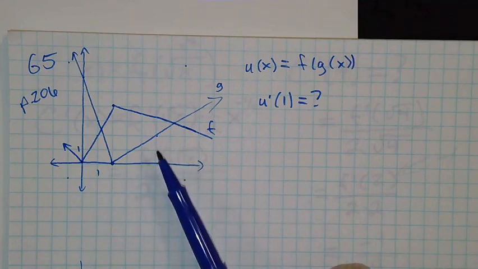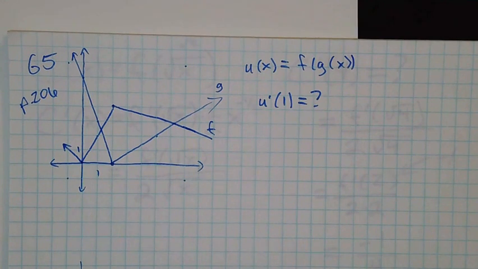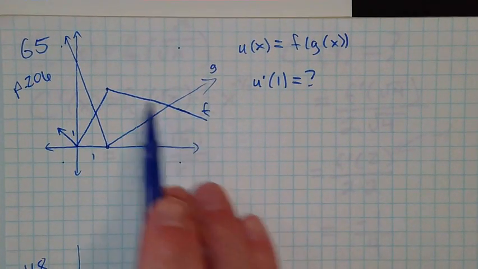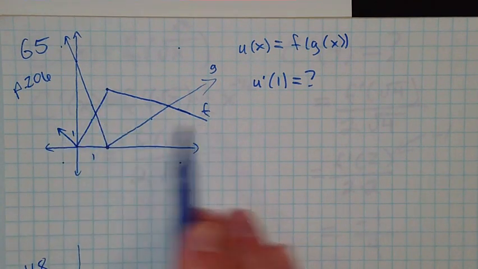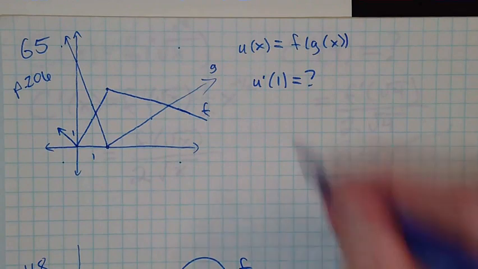For the problem in the book, this is color-coded. One of these is red and one of them is blue. Mine are both blue just because that's the color of pen that I've got. But hopefully we can see the F graph looks like that. The G graph looks like that. And of course, you've got your book.